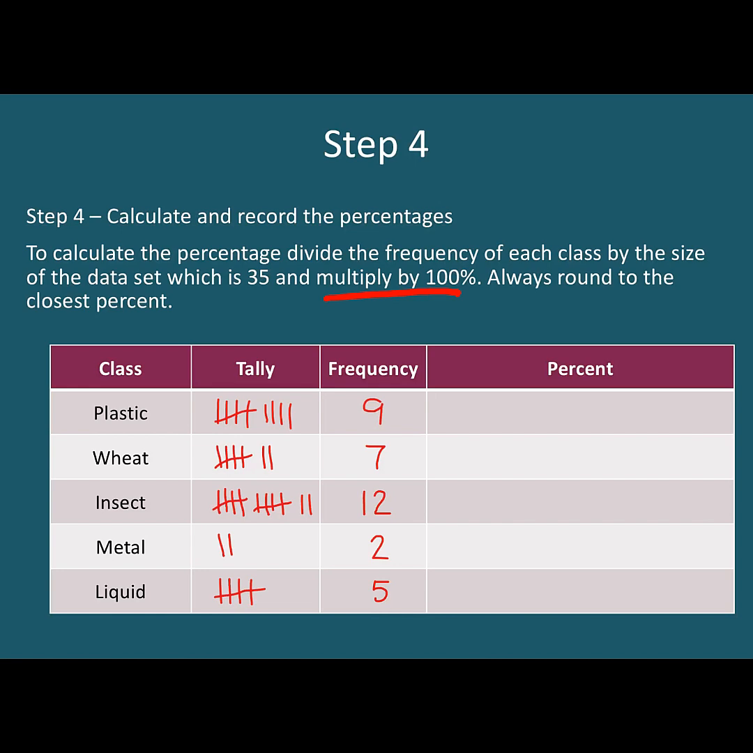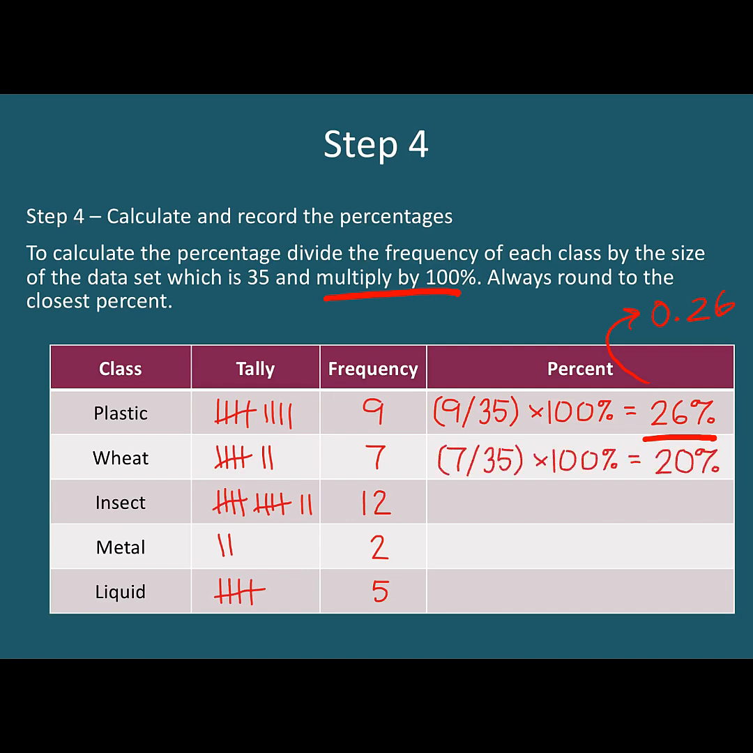For this first one with plastic, we see that if we take 9 divided by 35, then multiply it by 100%, we get 26%. And just for future reference, this also is the same thing as 0.26, again, depending on the problem. Next, for wheat, we still divide by 35, but now we use 7 divided by 35, once again times 100%, and you get 20%.